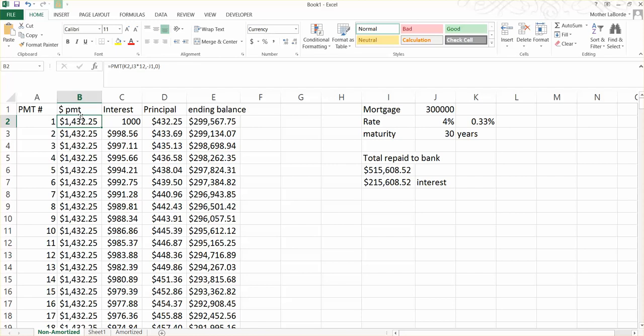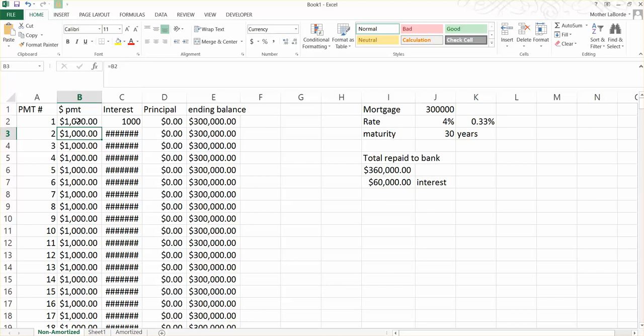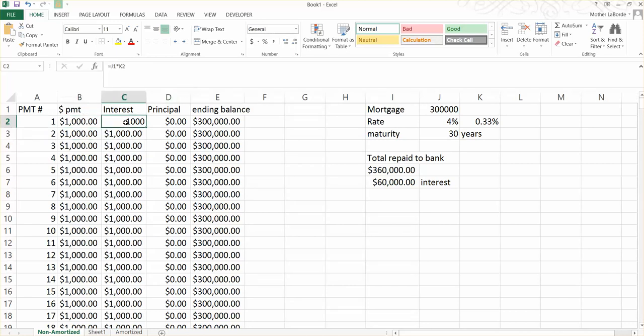Alright, so for a non-amortized loan, every payment that you make is only interest. So I would take this monthly interest rate multiplied by the mortgage amount. So I would only make a payment of $1,000 a month, which is exactly equal to the interest that I owe. I don't pay any principal back on a non-amortized loan. Just every month I pay only interest. So the principal never gets paid down. The ending balance never drops.